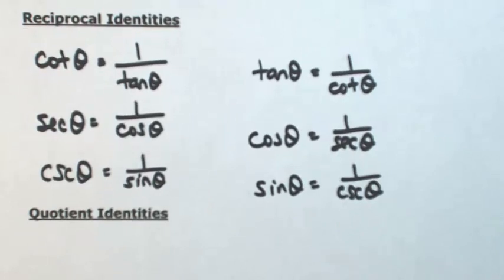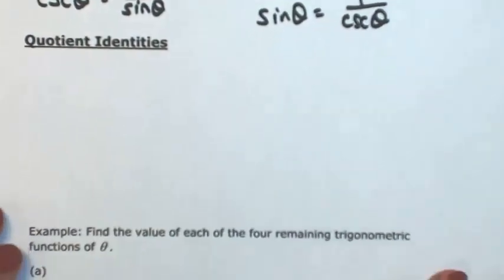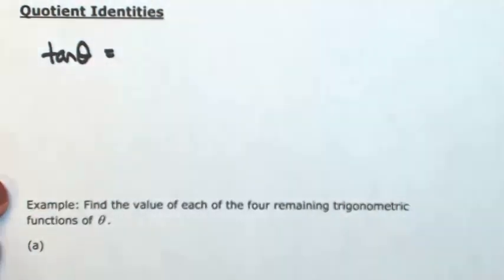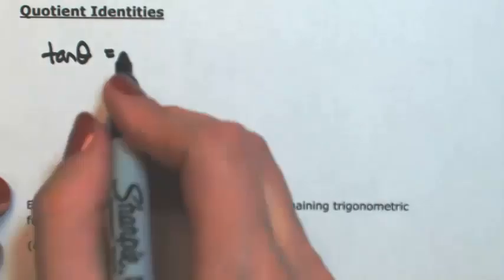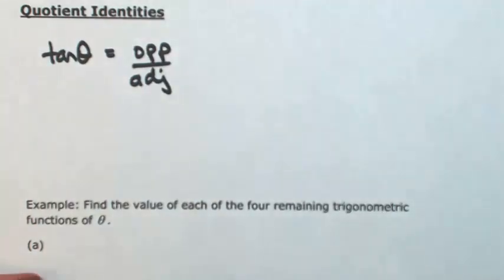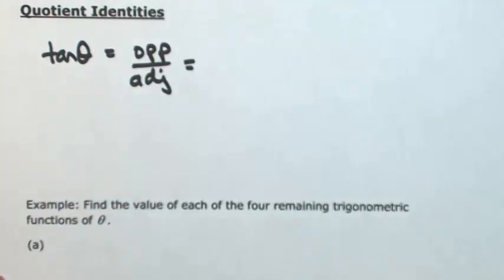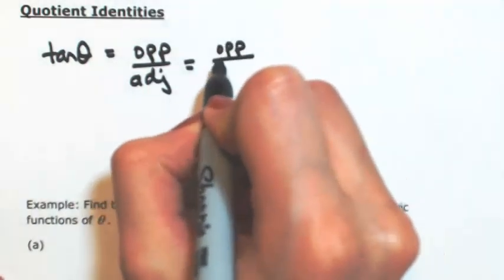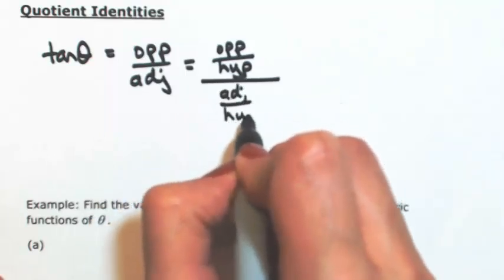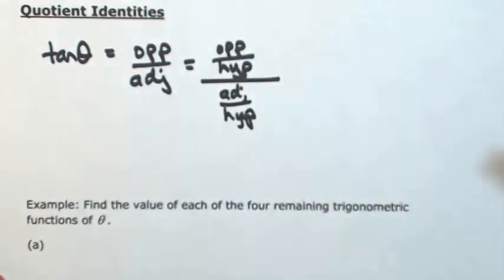Let's see the next one called the quotient identities. We start with the tangent of theta. Now within a right triangle, we've defined this as the opposite over the adjacent. What I'm going to do is divide the top and bottom by hypotenuse. So we would have the opposite over hypotenuse over the adjacent over hypotenuse. Okay, so this is equivalent because I'm dividing top and bottom by the same thing.